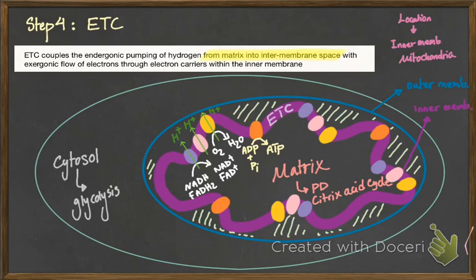Before finishing our videos, I want you to pay attention to 2 points that are very important for the purpose of the DAT. The first one is the final product of aerobic respiration, which is water, and the other one is the final electron acceptor, which is oxygen. As you can see, I have highlighted it for you.